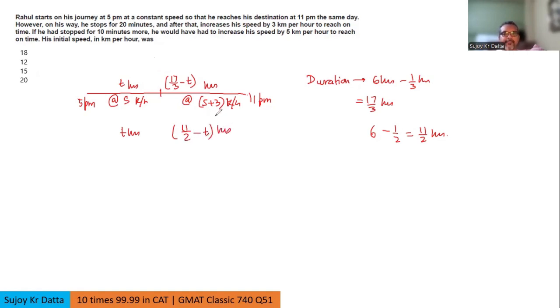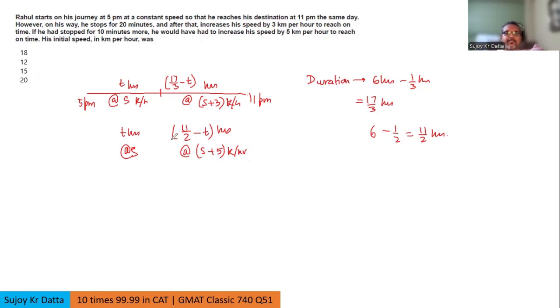At those two speeds, if this was S, he would have increased the speed by 5 kilometers per hour, so S plus 5 kilometers per hour. The thing is, it's implied that he has to increase his speed because he's stopping there for that time. If he had not stopped for that much time, he would not have to increase the speed. If he had traveled this entire time at the same speed, his speed would have been S only, and he would have reached on time.